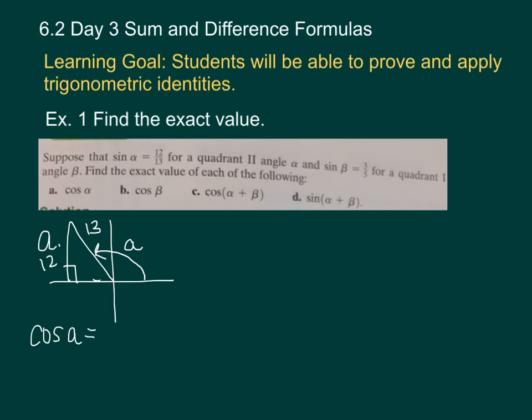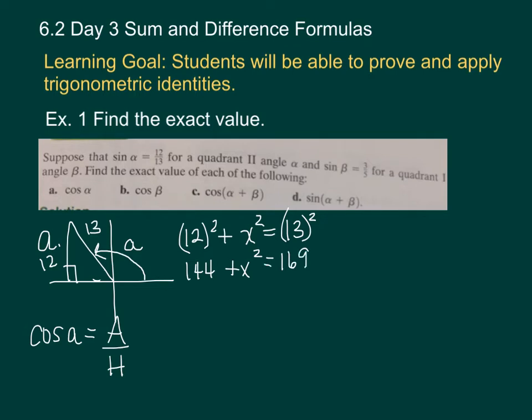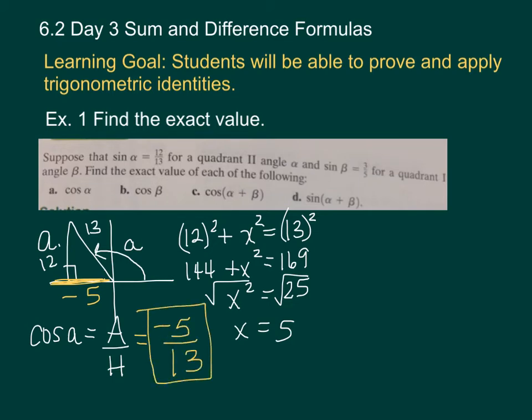So in order to find cosine, you need adjacent over hypotenuse. We don't have the adjacent side, so we're going to use Pythagorean theorem. I'm just going to call it x. And we get 144 and 169, subtracting from both sides. We get 25, square rooting it, we get 5. But because we're in quadrant 2, the x's are negative. So my adjacent is -5, and my hypotenuse is 13. And that's your answer.